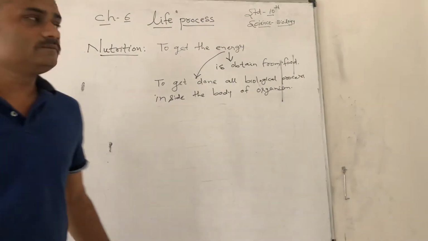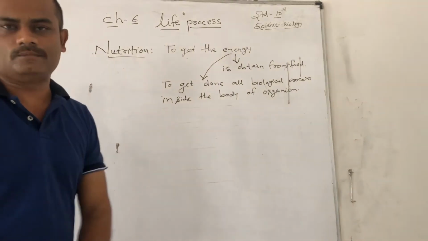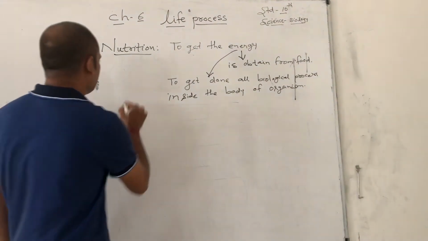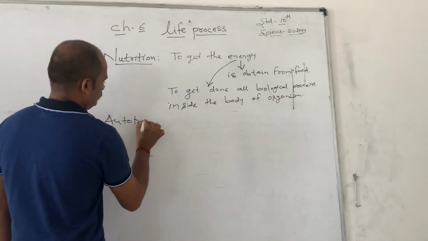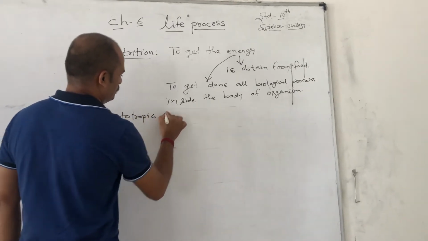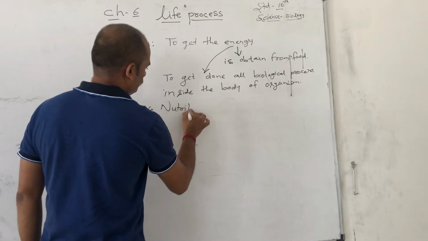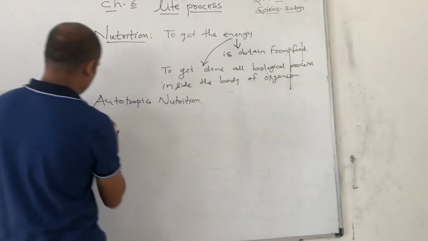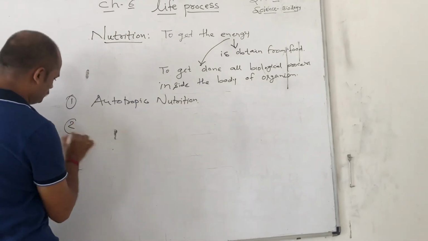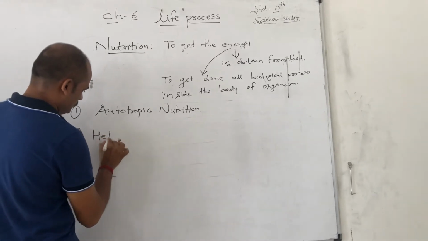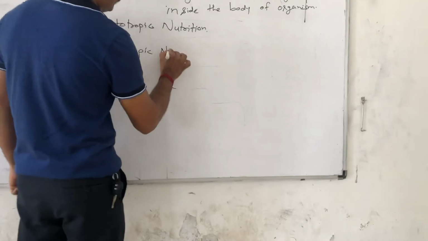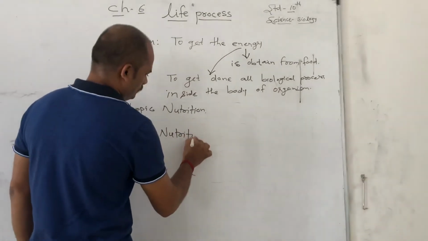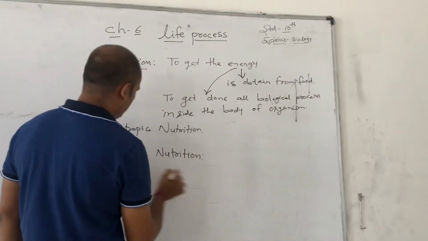Now this nutrition is of two types, autotrophic and heterotrophic. So the first one is autotrophic nutrition, number one, and number two is heterotrophic nutrition. Autotrophic as well as heterotrophic nutrition.